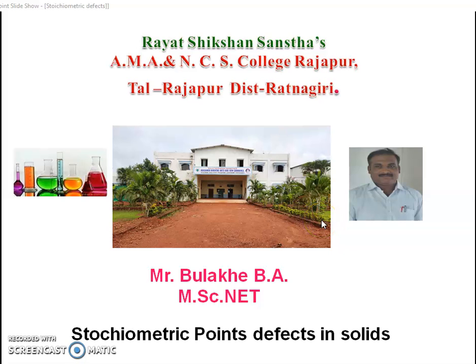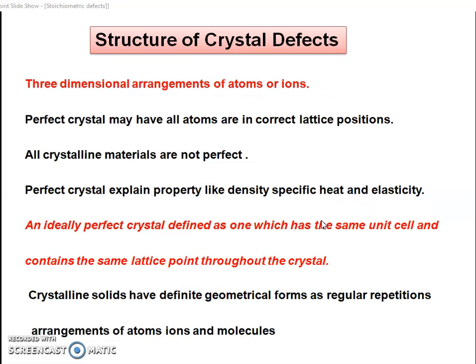Hello and welcome everyone. Today's lecture we are going to discuss the non-stoichiometric point defects in solids. In these lectures we will see the structures of crystal defects. There are various types of defects which arise in crystals. A crystal is a regular, repetitive, three-dimensional arrangement of atoms or ions in solids.